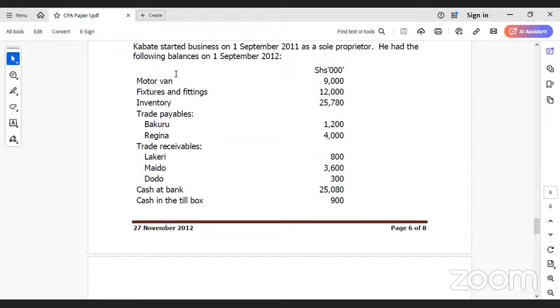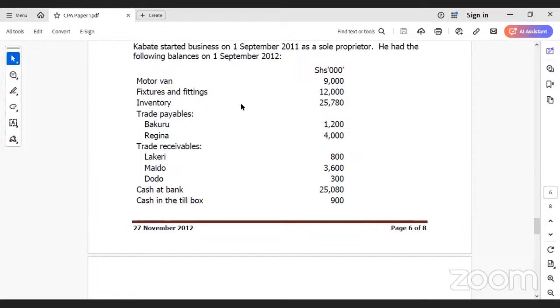So we need a fixtures and fittings account. We need to prepare that account because there is already a balance of 12 millions on the fixtures and fittings account. So we need to come up with that account. If you don't have it, then we need to prepare it.